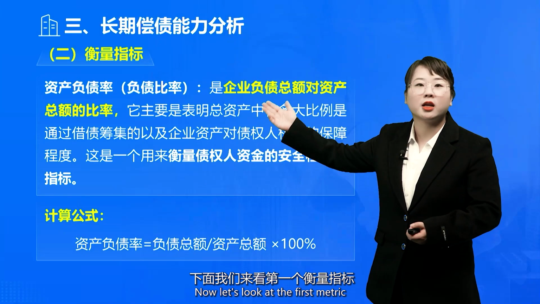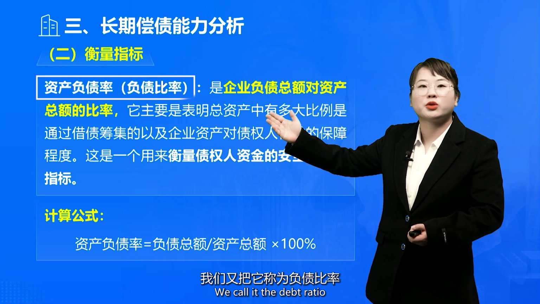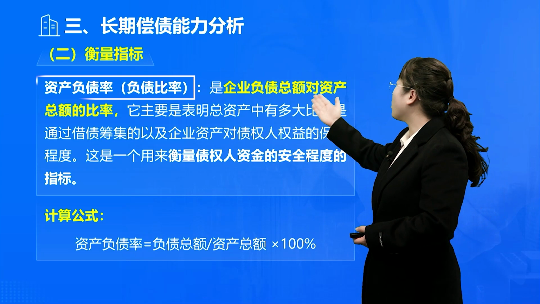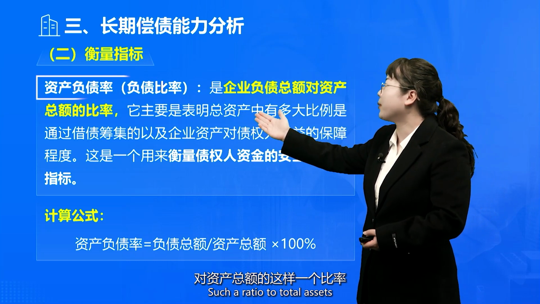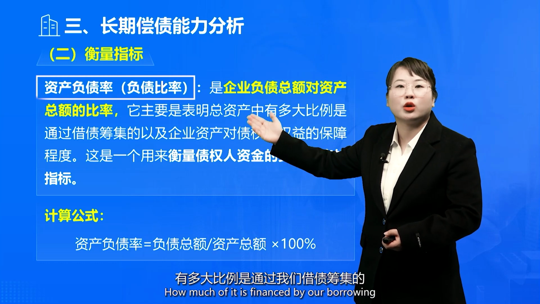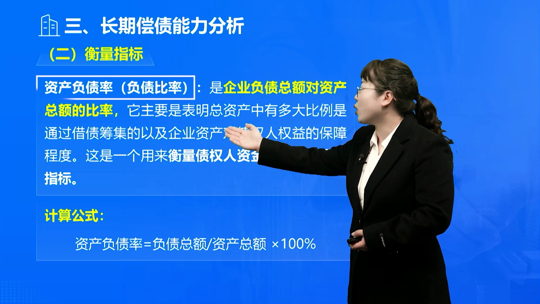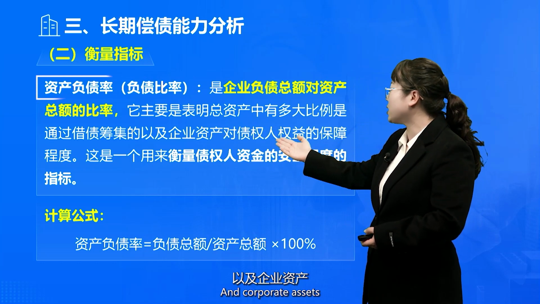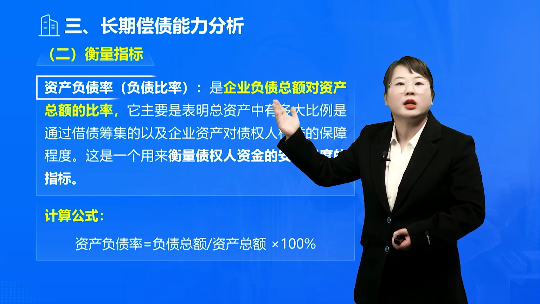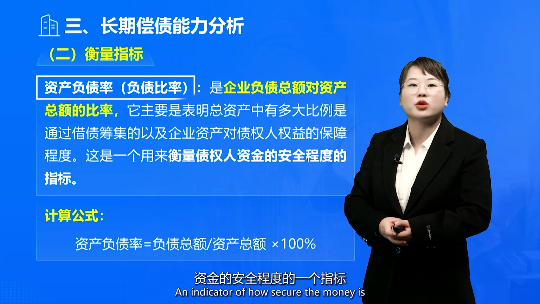Now let's look at the first metric, the asset-liability ratio. We call it the debt ratio. It's the ratio of the total amount of corporate debt to total assets. It mainly indicates how much of the total assets is financed by borrowing, and the degree of protection of creditors' rights and interests. This is a measure of how secure the creditors' money is.